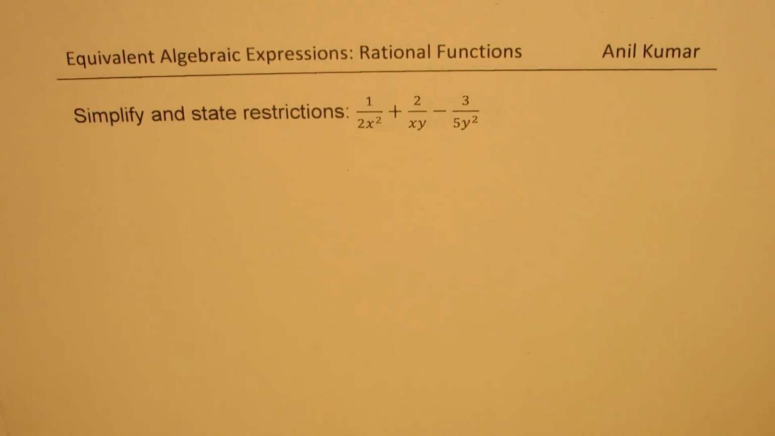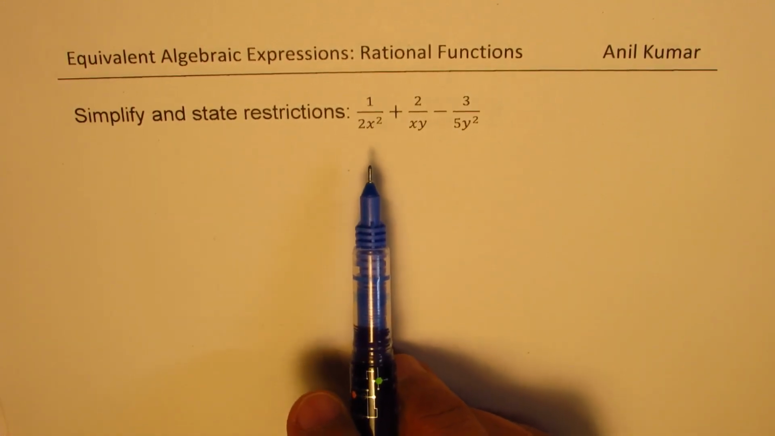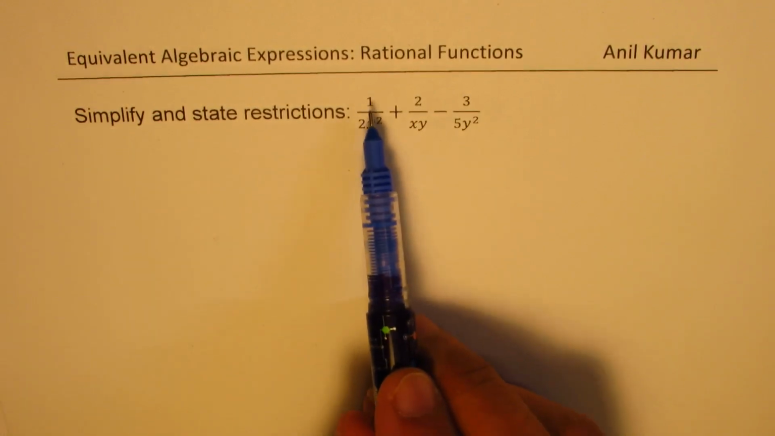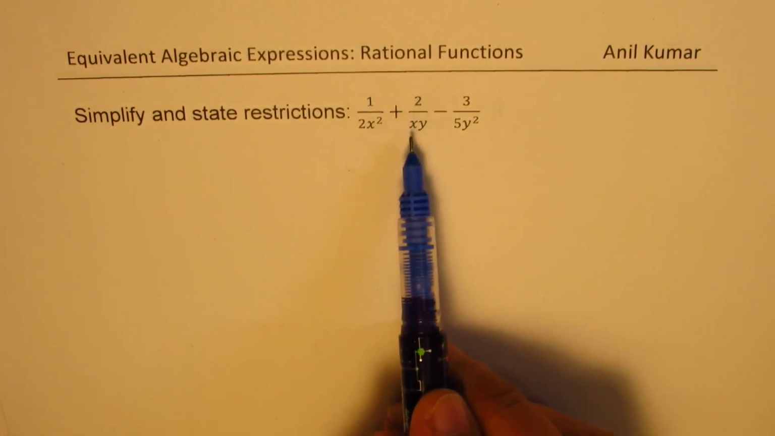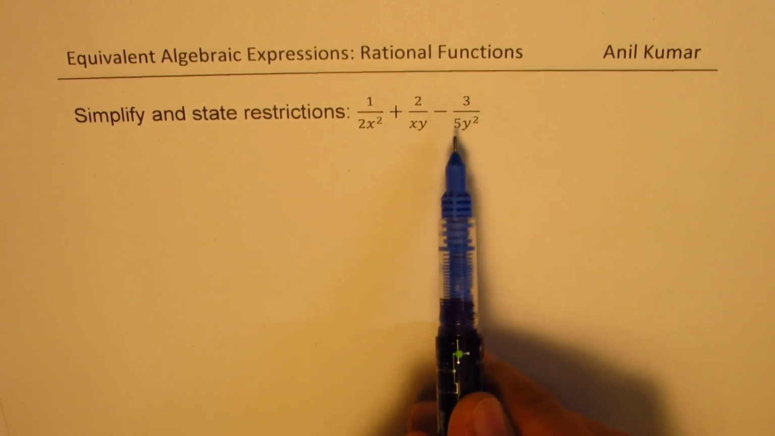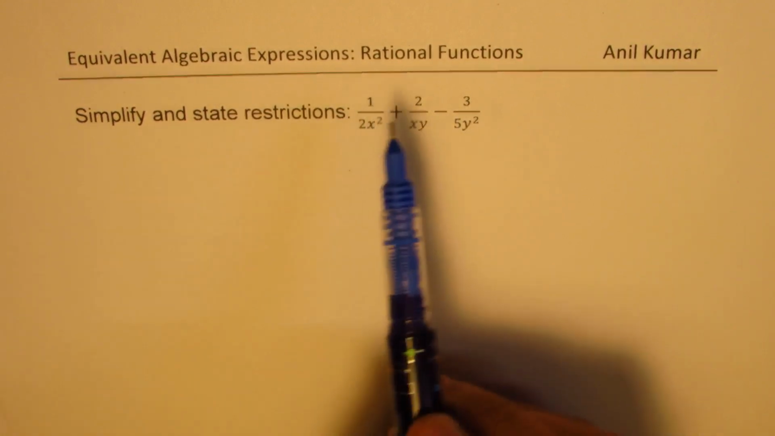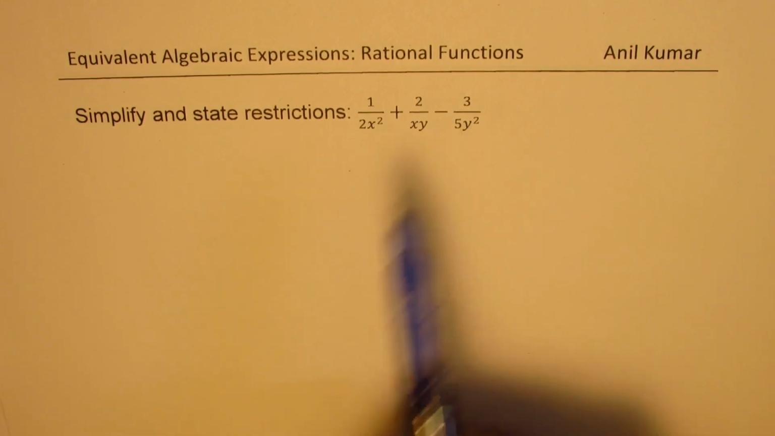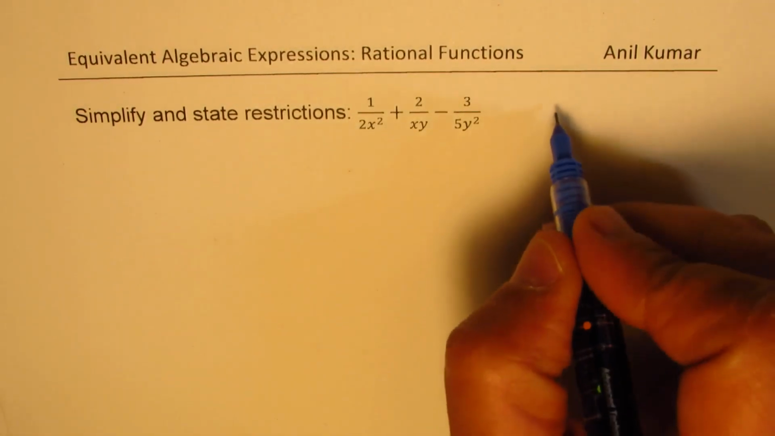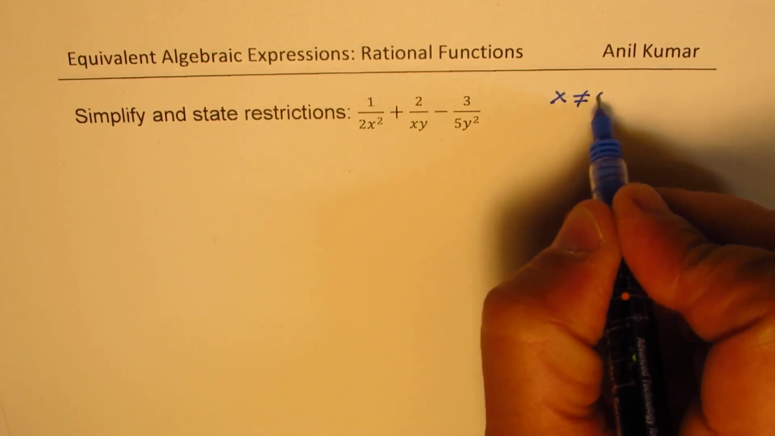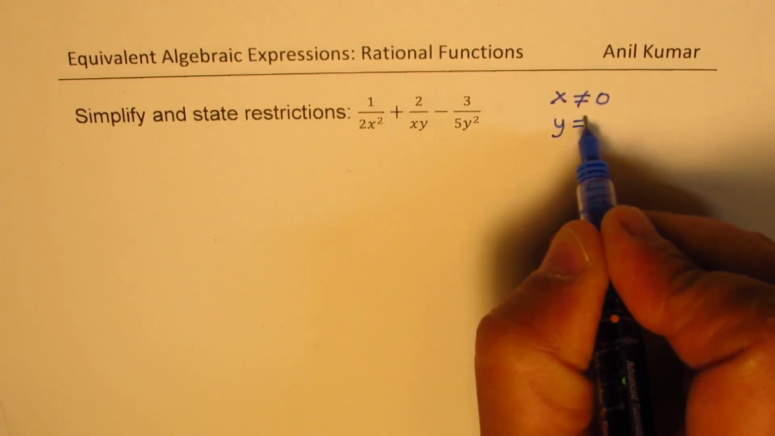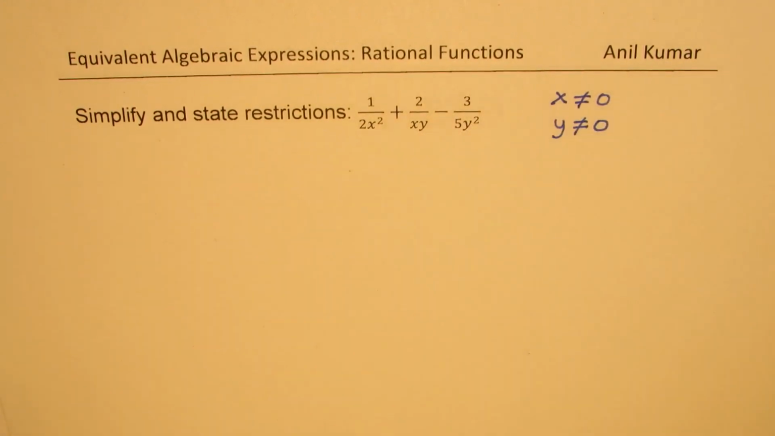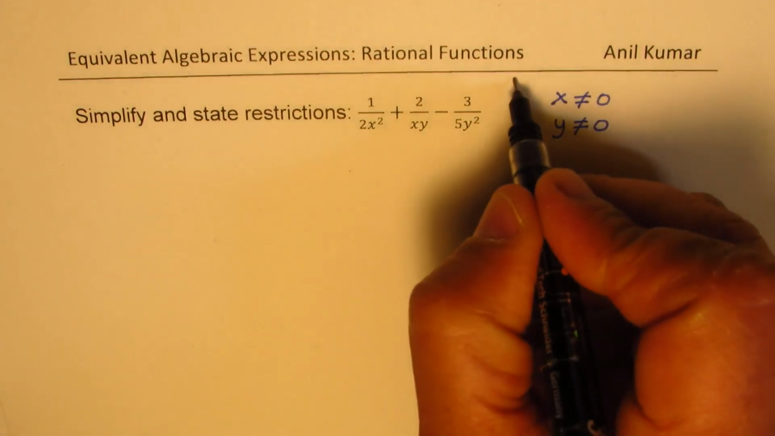Now we are going to apply the strategy learned in this particular case. We'll simplify and state restrictions. 1 over 2x squared plus 2 over xy minus 3 over 5y squared. Well, for any rational expression, the denominator cannot be 0. So the restrictions here are that x is not equal to 0 and also y is not equal to 0. So these are the two restrictions for us. So first thing, let us state the restrictions.